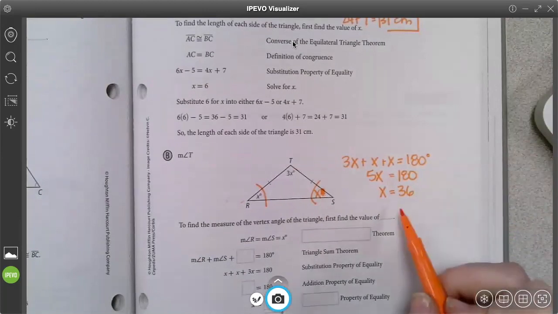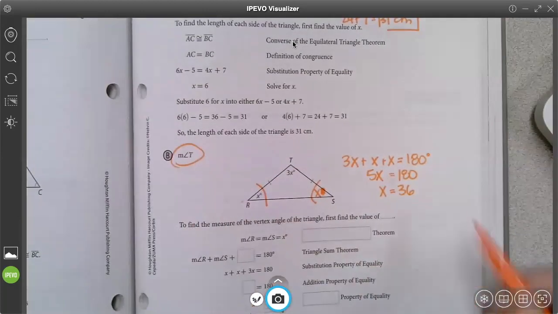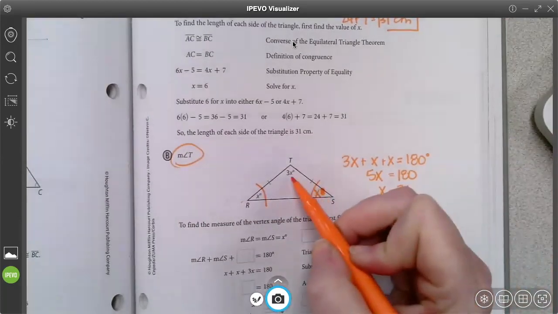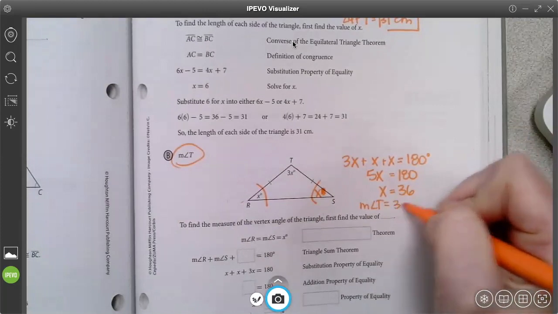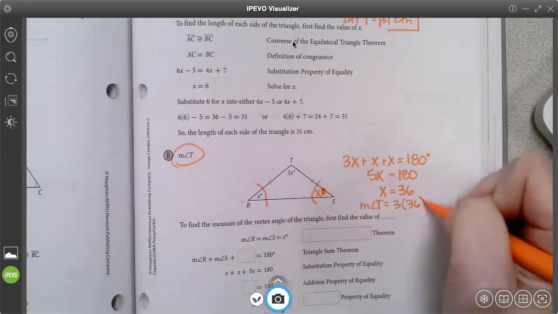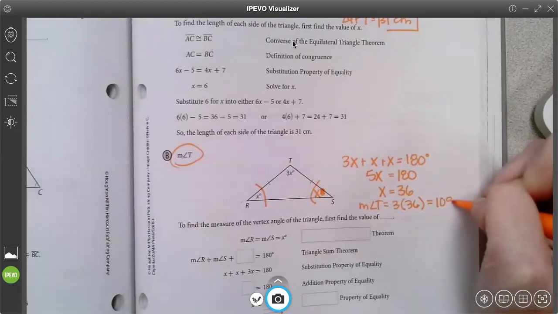Once again, we're not finding x. We're asked to find the measure of angle T. So we need to take 36 and plug it back into angle T. So if the measure of angle T is equal to 3x and x is 36, 3 times 36 gives us a total measure of 108 degrees.